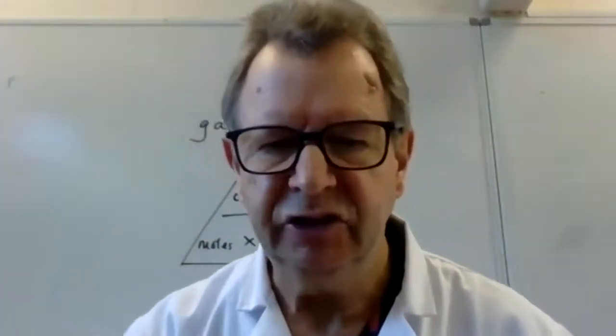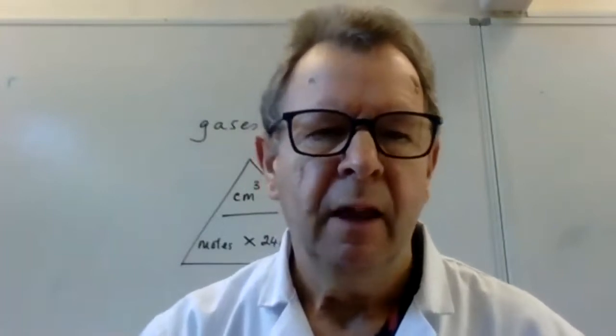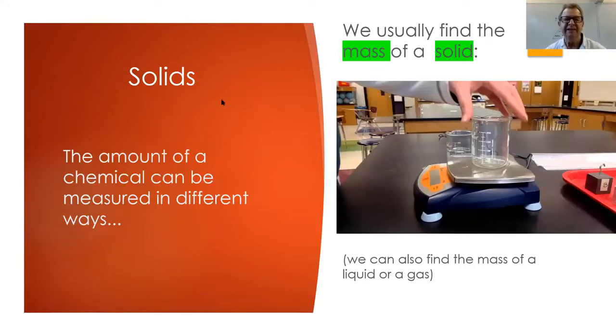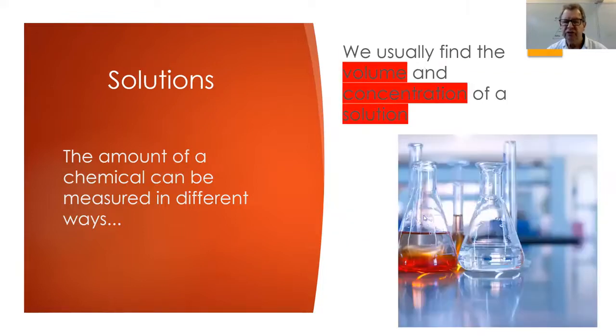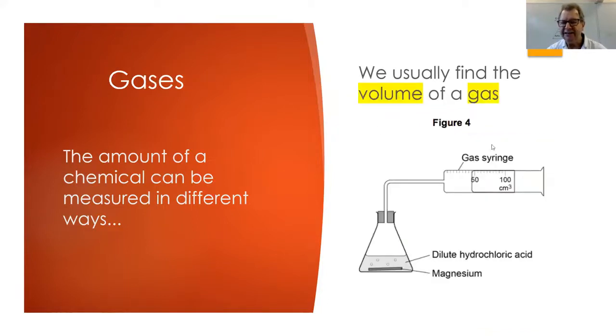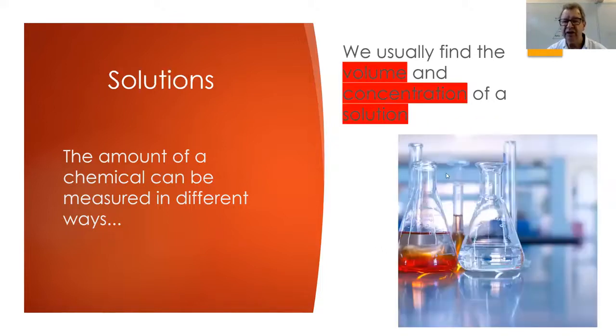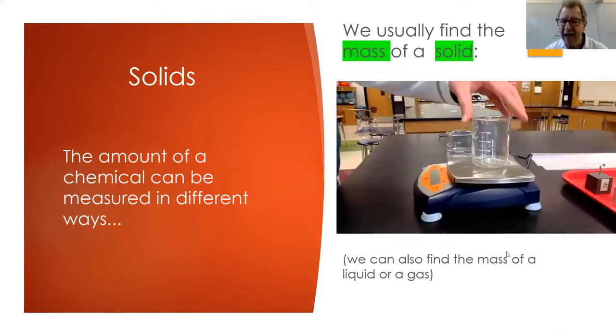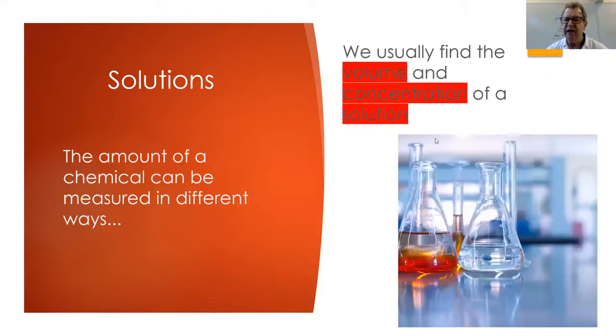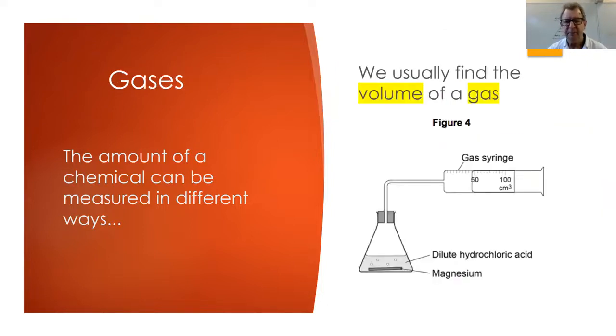After that, there'll be a couple of little calculations to do. So here we go. So going back, the first thing that we've got to remember is that we weigh out, we find the mass of solids. Solutions always have 2 quantities. One is the volume and one is the concentration. And gases, it's normally a volume. As we said in the first one, we could weigh a liquid or a gas, but usually it's just solids and we find the volume of a gas. Here's the first triangle.